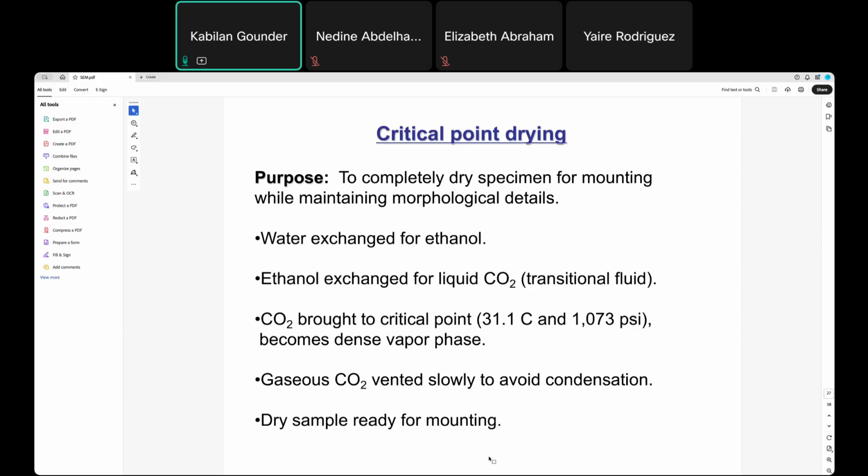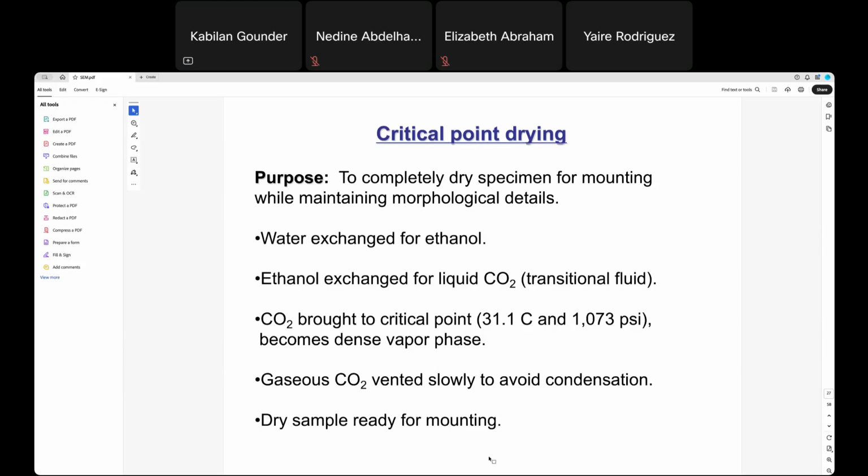So the purpose of this critical point drying is to dry the sample. That means when you dehydrate, the final step is 100% ethanol. So now you cannot take the sample directly to coat it. If there is ethanol, that will not coat, right? The coat means a gold coat or carbon coating. So that's why critical point drying is important. The purpose is to completely dry specimens for mounting while maintaining the morphological details.